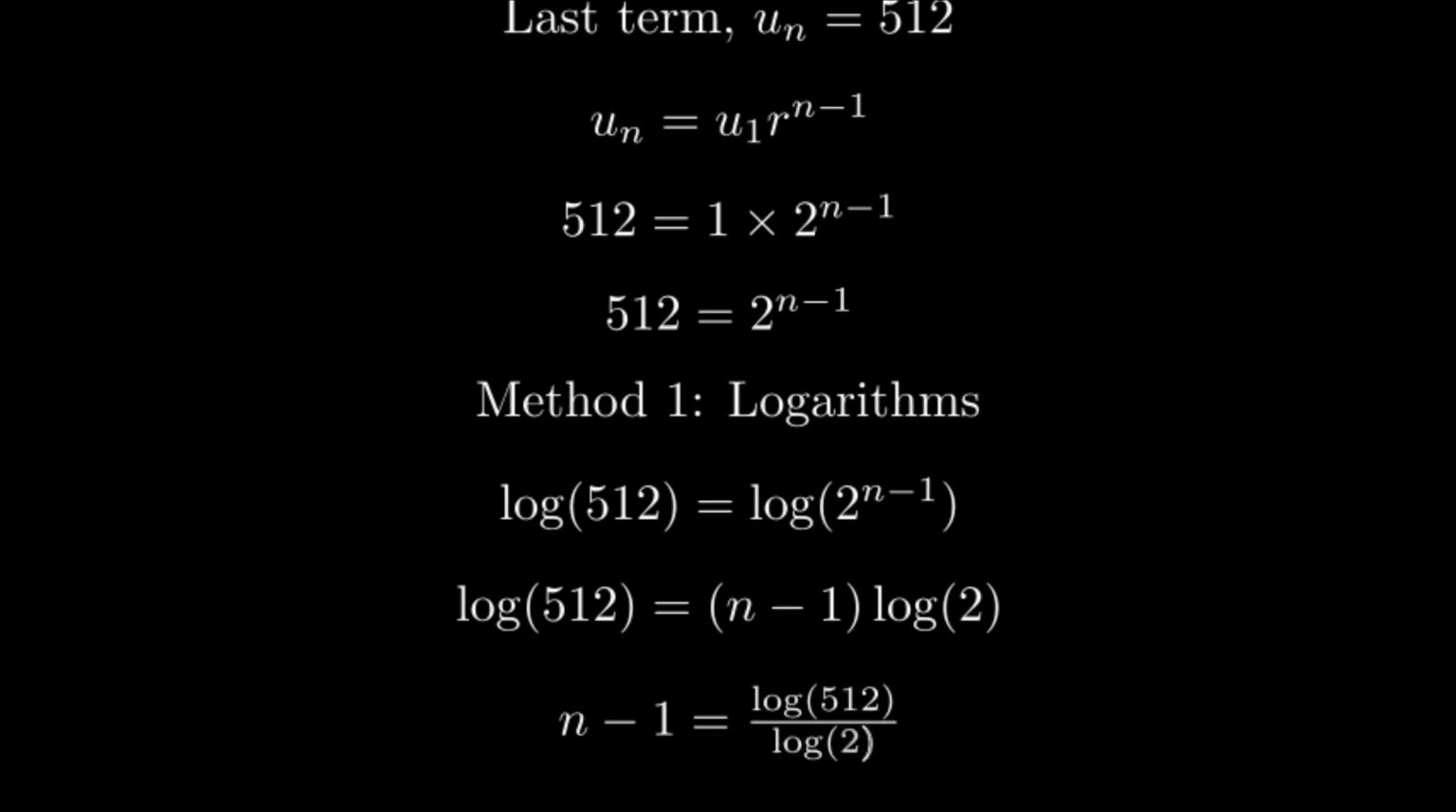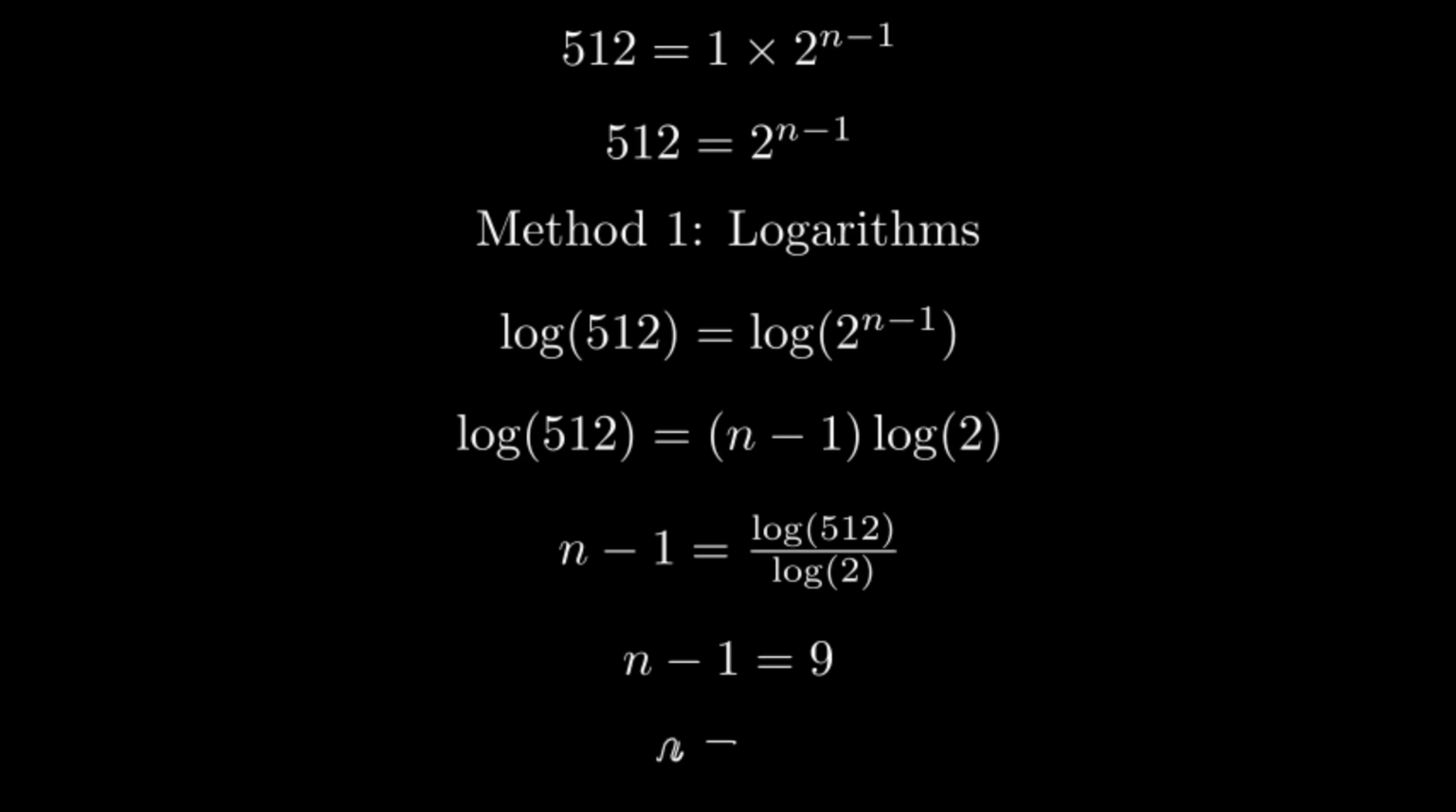This allows us to bring the exponent, n minus 1, down as a multiplier. We can then isolate n minus 1 by dividing log of 512 by log of 2. Using a calculator, log of 512 divided by log of 2 is 9. So n minus 1 equals 9, which means n equals 10. There are 10 terms in this sequence.